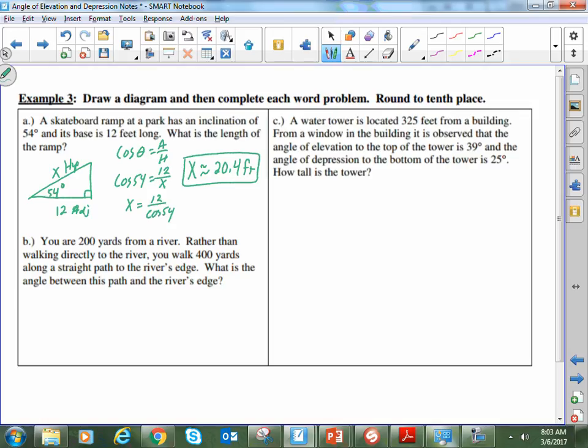All right, so you're 200 feet away from the river. Rather than walking directly to the river, you walk 400 yards along a straight path to the river's edge. What is the angle between the path and the river?